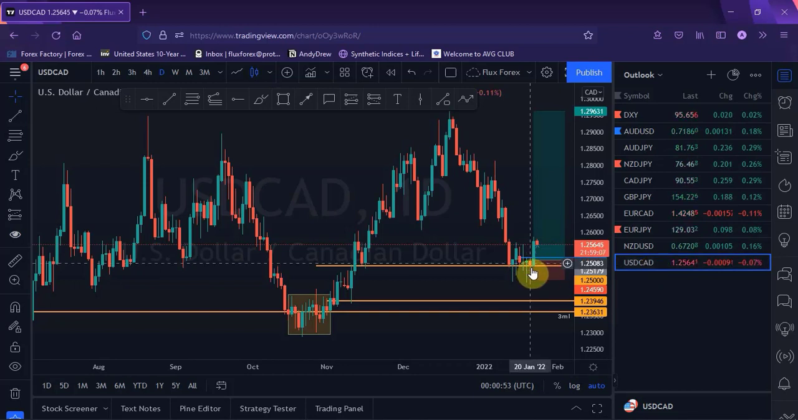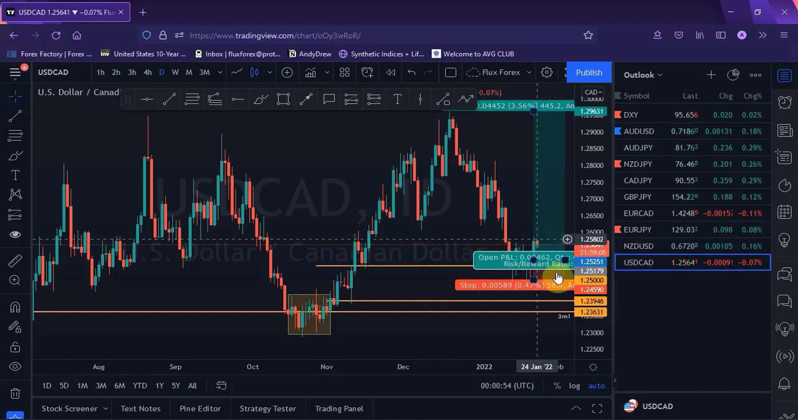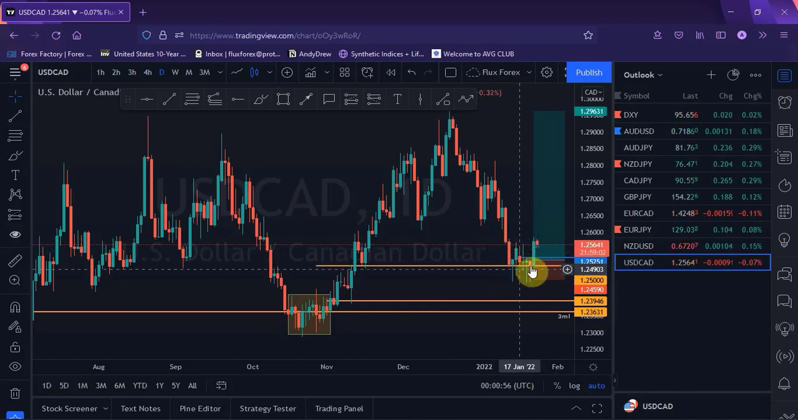So I'm expecting price to come back and retest within the zone, and then I see continuation to the upside. So that is also my expectation so far as USDCAD is concerned. So that is my expectation for this week.